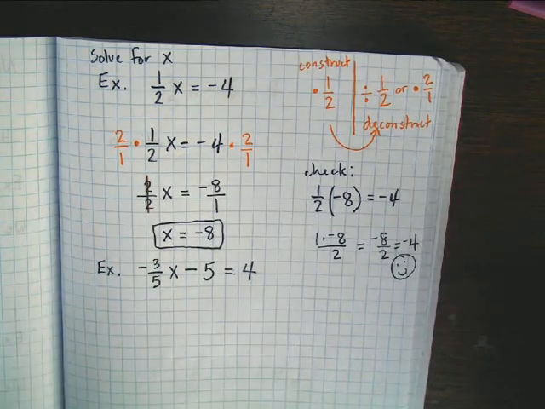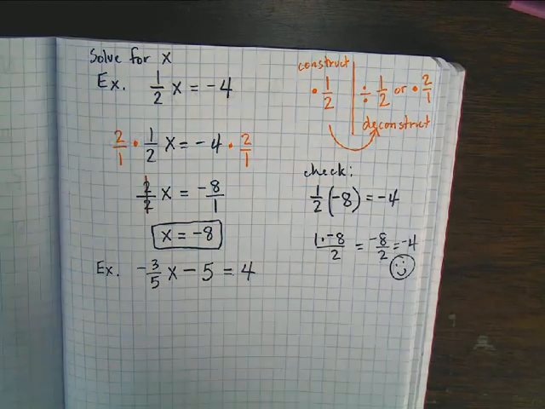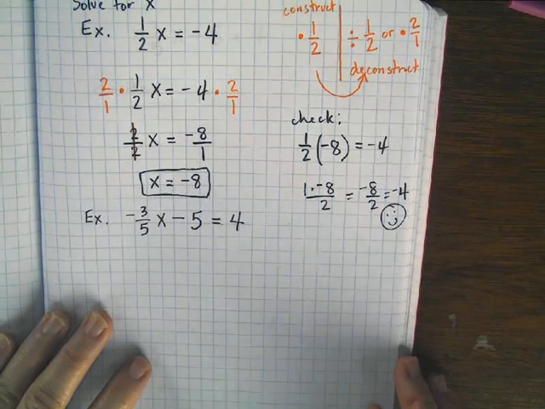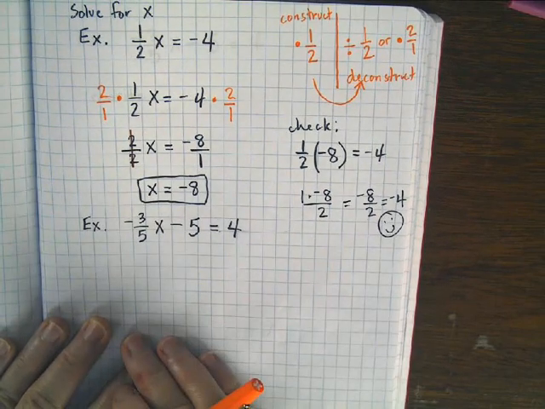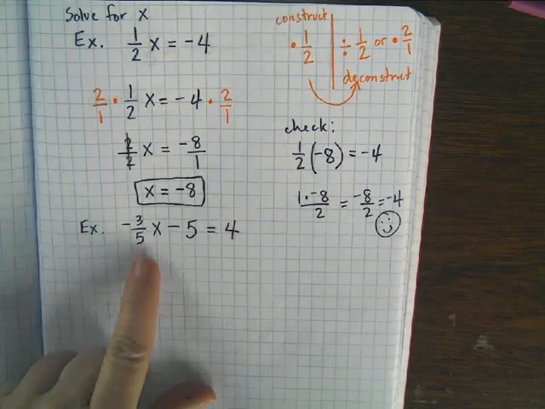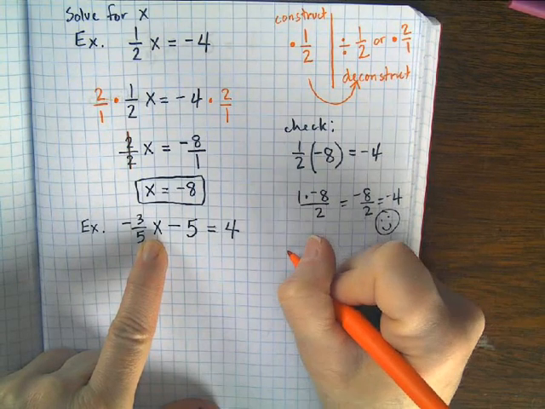Okay? Now, we're getting a little fancier on this one. A little bit more happening here. And I'm actually going to show you how to solve this two different ways. So I'm going to do it the balance method, and I'm going to do it the deconstruction method. Okay, so balance method first. How was this problem constructed?